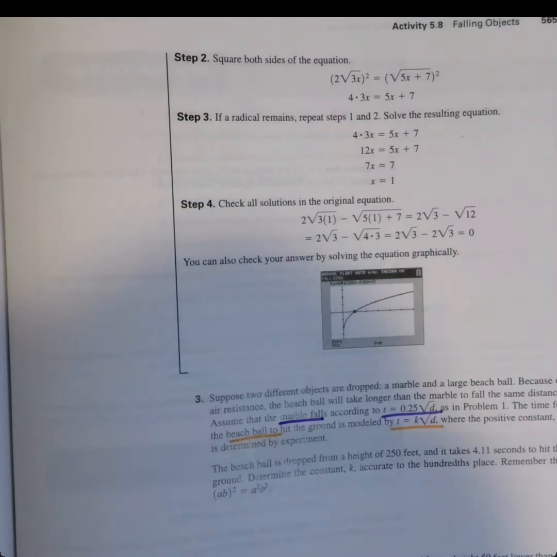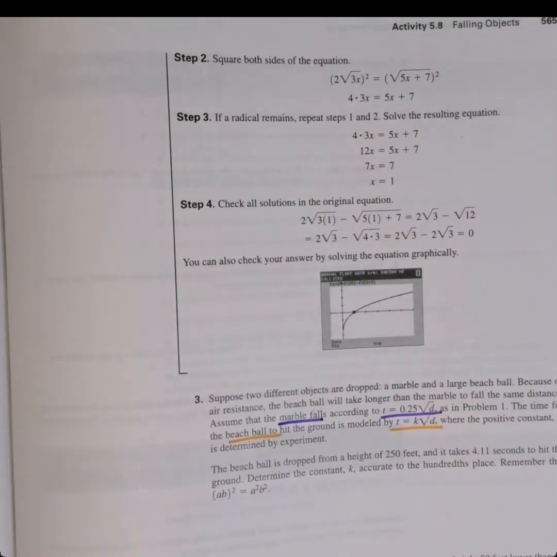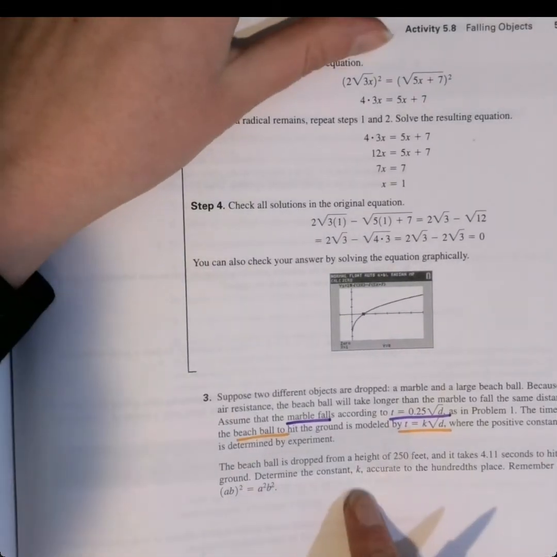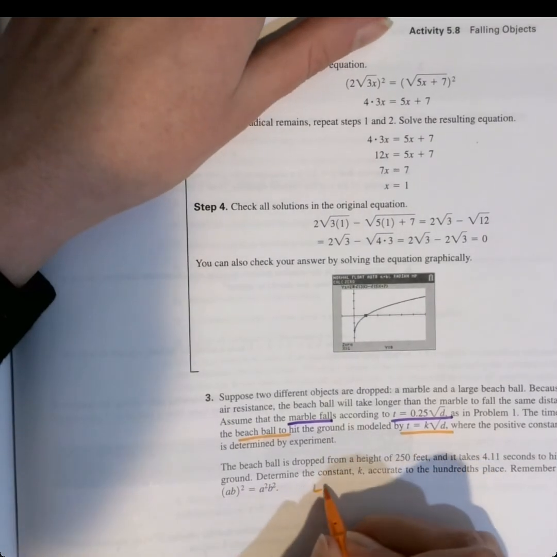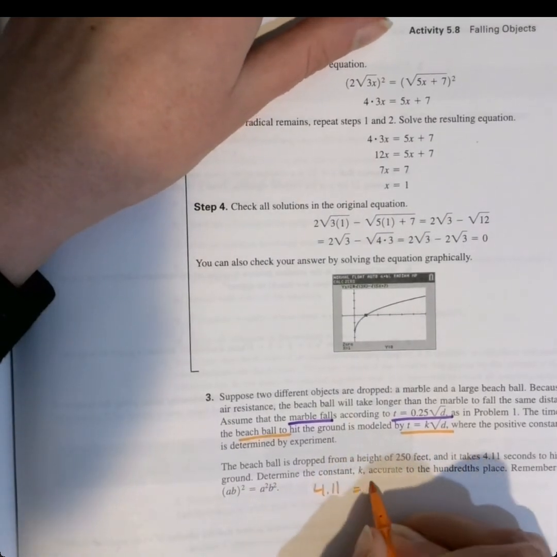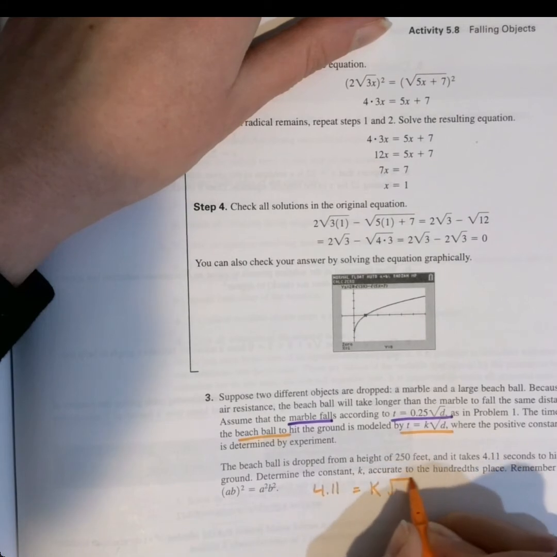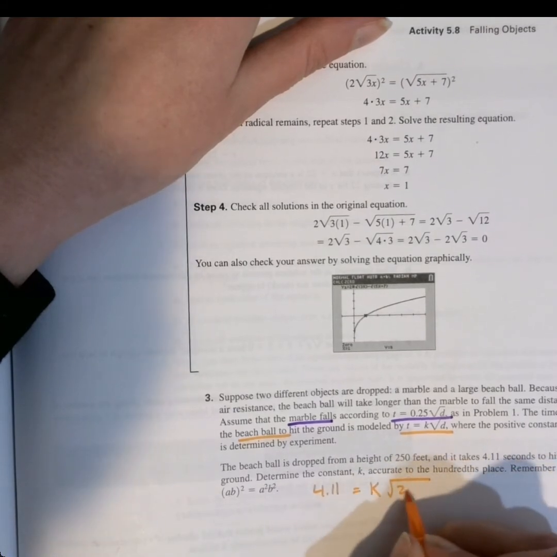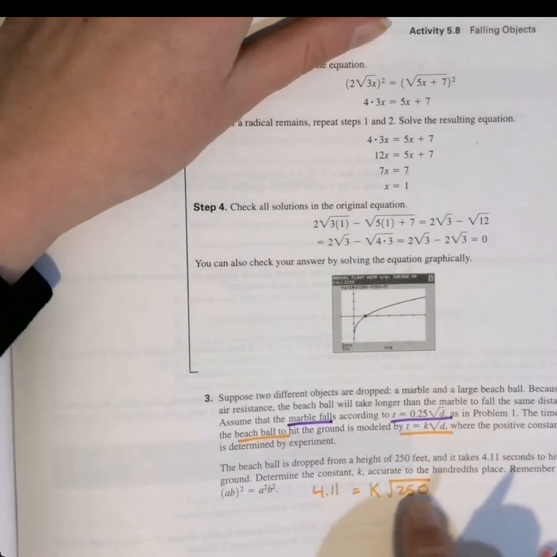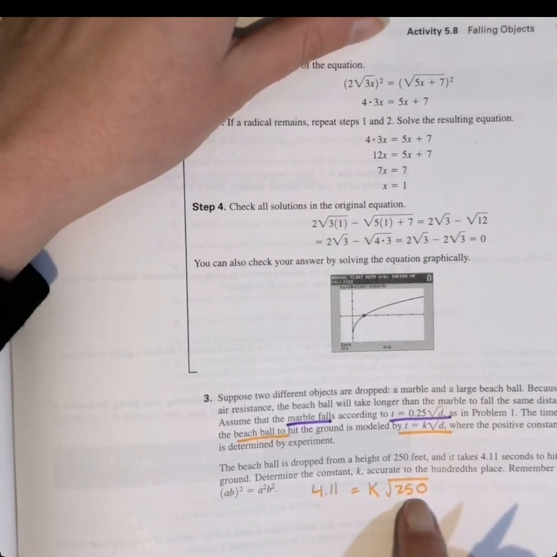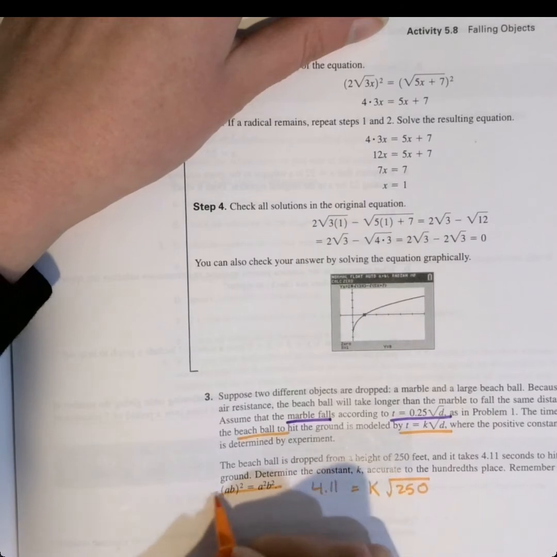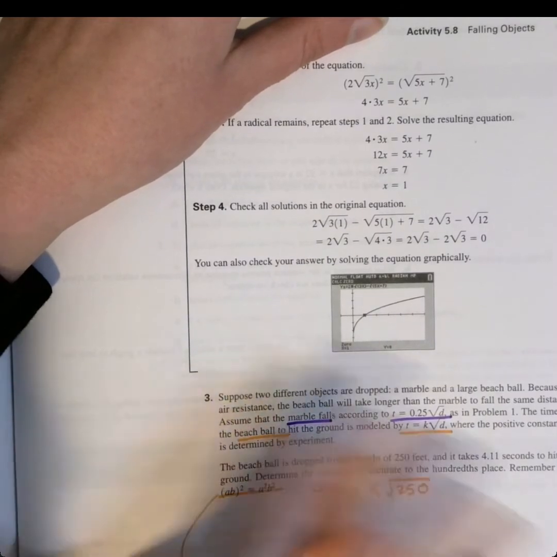Okay, so in the beach ball case, if the beach ball is dropped from a height of 250 feet, it takes 4.11 seconds to hit the ground. Determine k. So the time is 4.11 equals k times the square root of d, and the distance is 250 feet. I'm not solving for the thing under the radical, so I'm not squaring both sides. I'm just going to divide this number off. So we're going to save this property for later. I don't need it right now. It's kind of in the wrong spot.